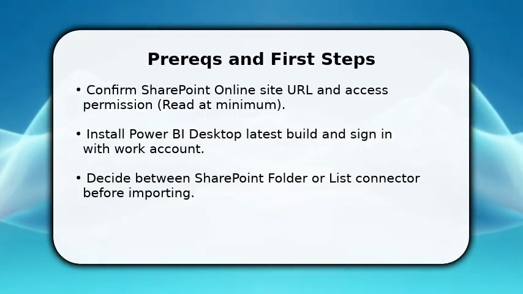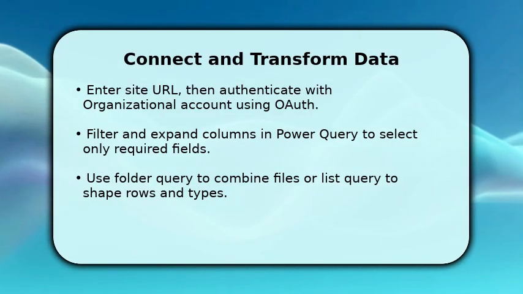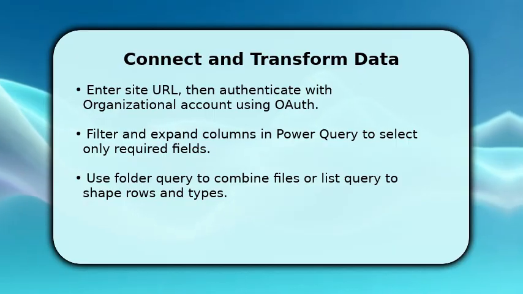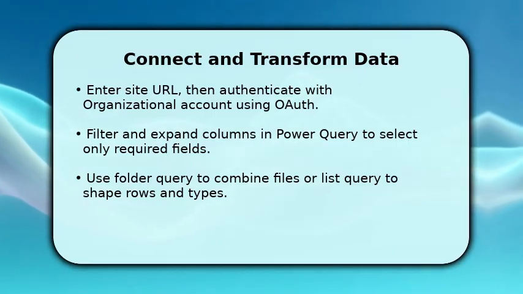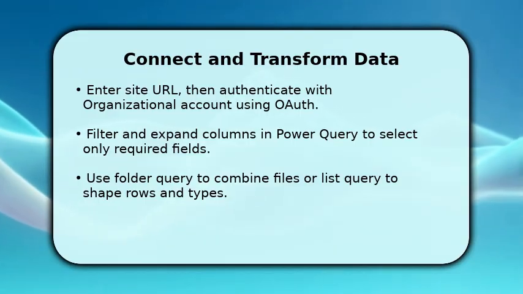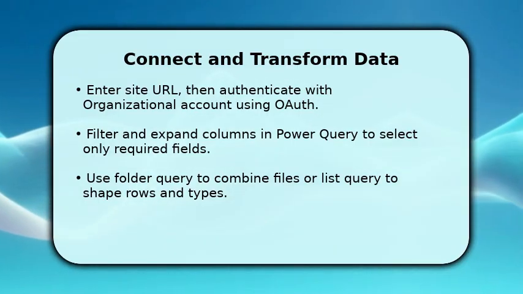You'll now connect and transform. Paste the SharePoint site URL into the connector and authenticate with your organizational account so tokens are issued. This prevents later refresh failures. Once connected, use Power Query to filter rows, expand records, and promote headers. This is where you reduce payload and enforce data types.